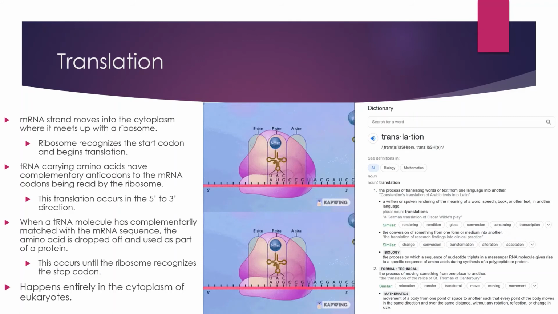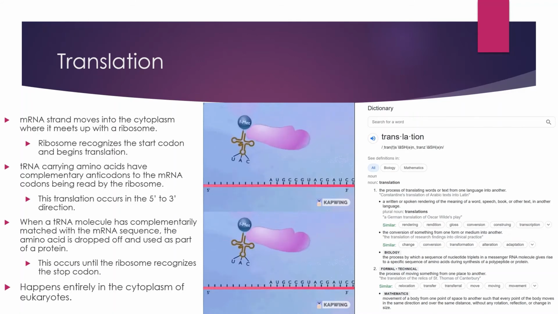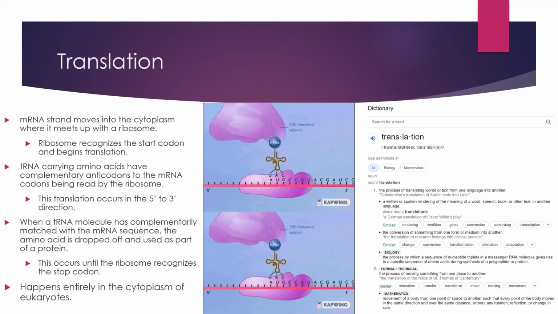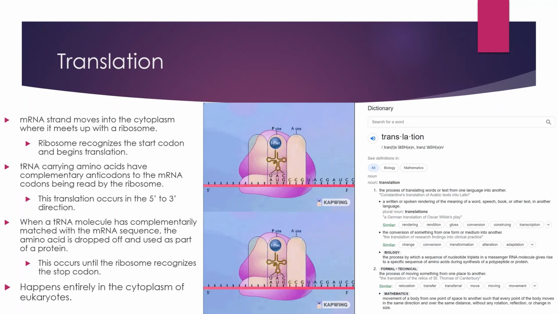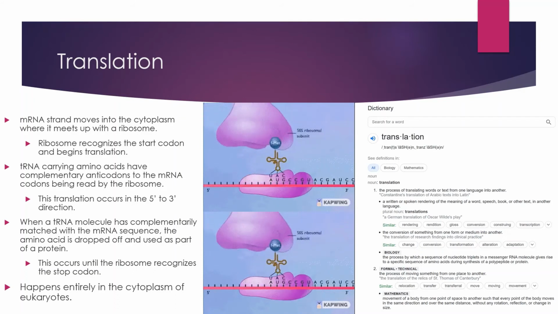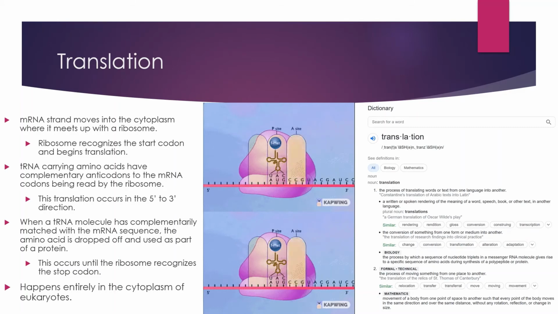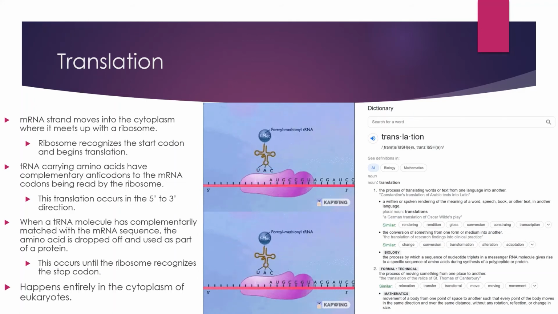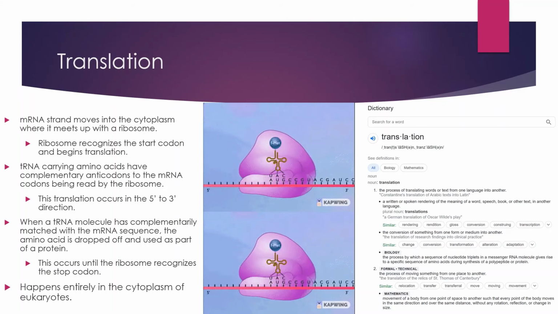So, translation is happening in the cytoplasm. The mRNA strand moves into the cytoplasm where it meets up with the ribosome. The ribosome recognizes the start codon and begins translation. The start codon is different than the promoter and operator sequences. The tRNA carrying amino acids have complementary anticodons to the mRNA codons being read by the ribosome. This translation occurs in the 5' to 3' direction.